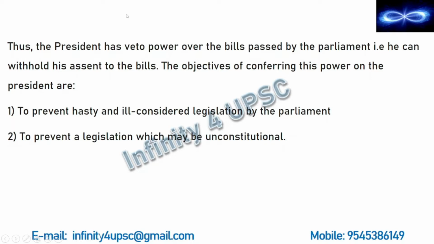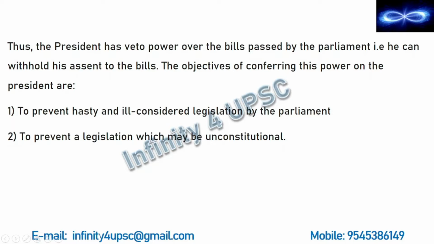Thus, the President has veto power over the bills passed by the Parliament. That is, he can withhold his assent to the bill. What is a veto power? Veto power usually means a power possessed by a person who can single-handedly block a decision which has been taken by a group. Now here what is happening? The Parliament as a group has taken some decision, but the President single-handedly can block that decision of the Parliament. So we say that he has got some veto power over the bills passed by the Parliament.